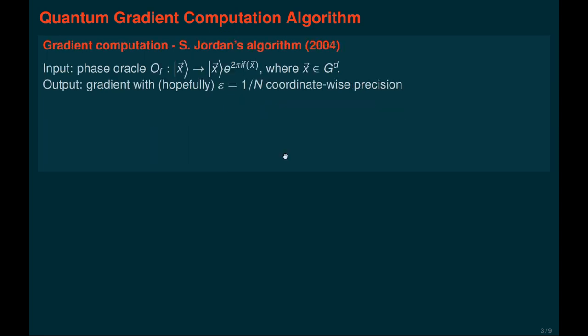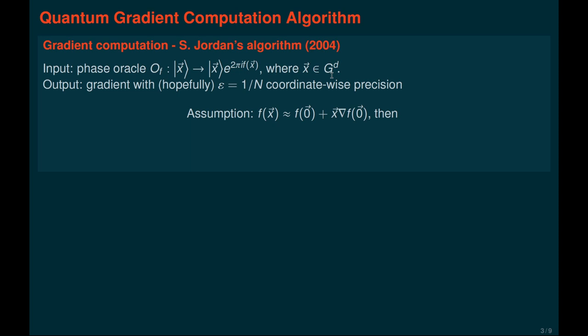And so here is Jordan's algorithm, which assumes that you have some phase oracle now for some real function, which maps some d-dimensional vector to a single number. And so you assume that you have this phase oracle, which for given input x puts the function value to the phase for all of these mesh points, so all this d-dimensional hypercube on 0, 1. And you hope to recover an epsilon coordinate-wise estimation of the gradient of your function.